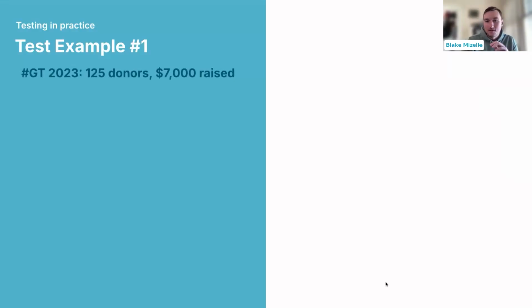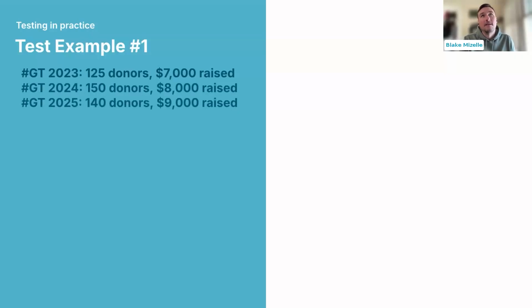All right. So in my hypothetical Giving Tuesday example here, I've got some data for you from 3 years of Giving Tuesday campaigns. This is 2023, 2024, and 2025. And you'll see on its face, we're doing pretty good. We've had some good campaigns.